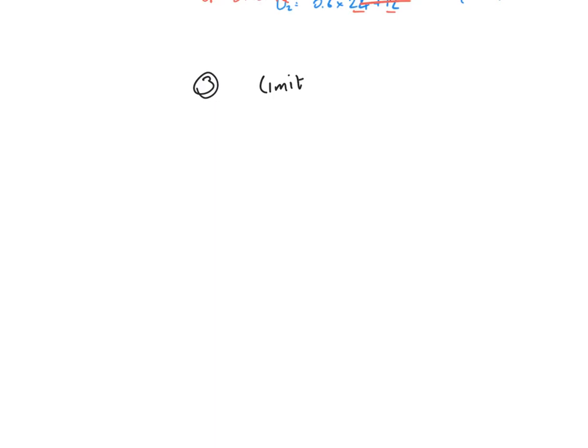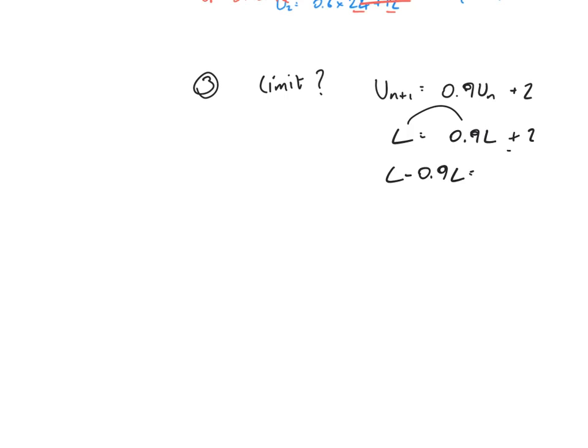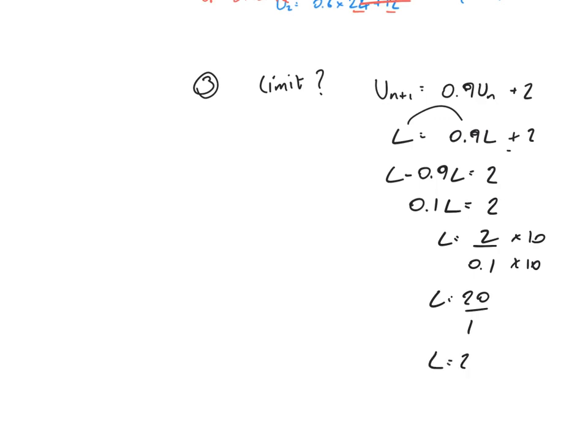We're going to calculate the limit again, given un plus 1 equals 0.9un plus 2. Okay, L equals 0.9L plus 2. Bring that over. L minus 0.9L is equal to 2. The limit, take away 0.9 lots of the limit, gives me 0.1 lot of the limit, that's equal to 2. L is equal to 2 divided by 0.1, top and bottom by 10. And that will give me 20 over 1, and the limit is equal to 20.